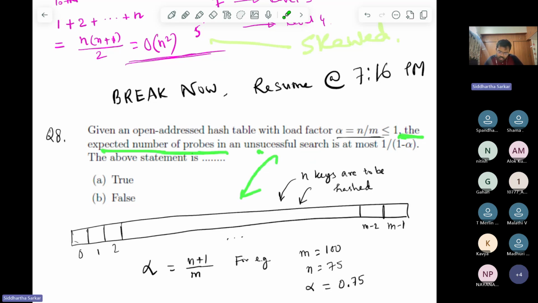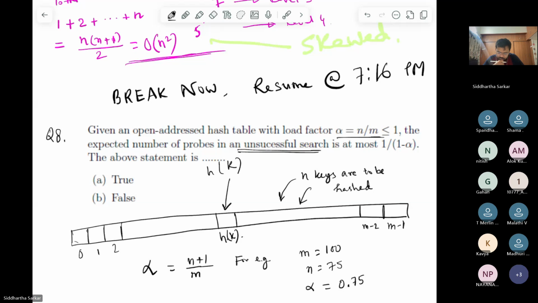So the expected number of probes in an unsuccessful search, not insertions, I was saying that we'll search for. In the hash table we can search also. So we search for some element which is not in the hash table. Unsuccessful search means that element is not present in the hash table. Let us say that element is k, then we compute h(k) and go to that part. Let us say h(k) is supposed to be here, and we see that some other element is there. Multiple things can get mapped here, right?